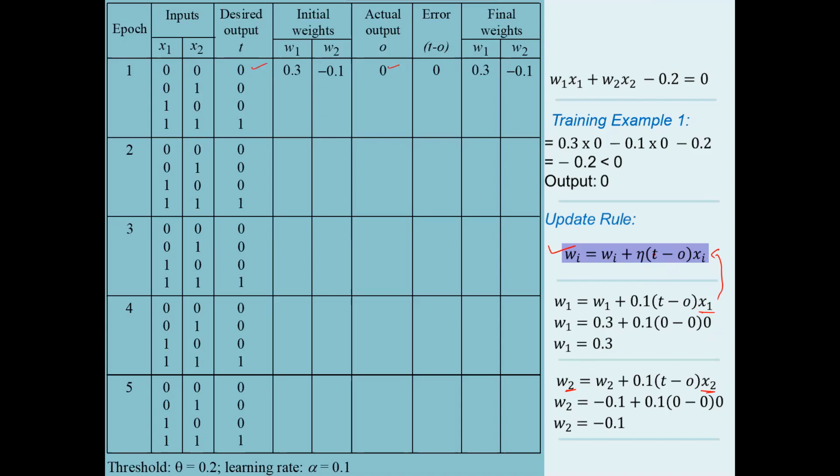Why is it making sense? Because with current weights, we are getting the target output. So it means there is no need to change the weights. That's why the weights did not change here.